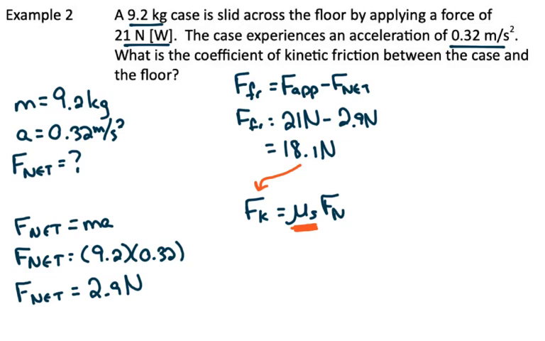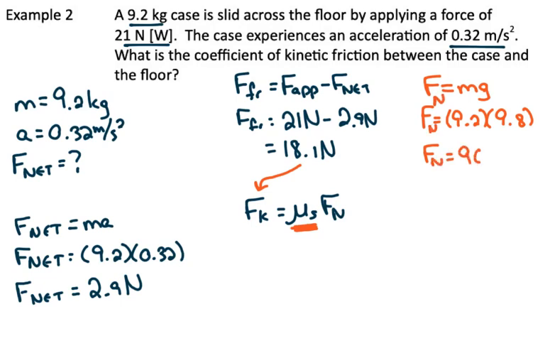And again, the normal force is equal and opposite to the force of gravity, and we can determine that quite easily. Mass of the case, 9.2 kgs. Acceleration due to gravity, 9.8 meters per second squared. And so the normal force going to 2 sig figs would be 90 newtons.